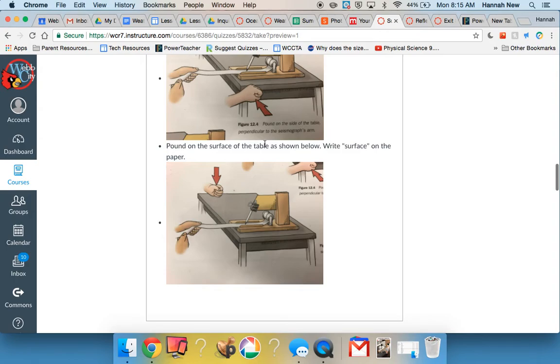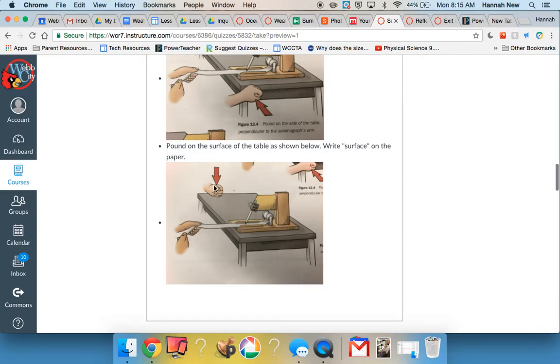And then the last one is you pounding on the surface. So the easiest way to do this one is to scoot your seismograph to one end of your tub, kind of how this is at one end of the table, and have the person hit on the opposite end of the tub, still in a line with where the marker is at.